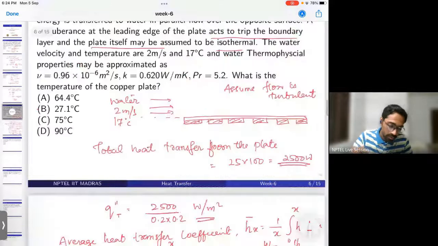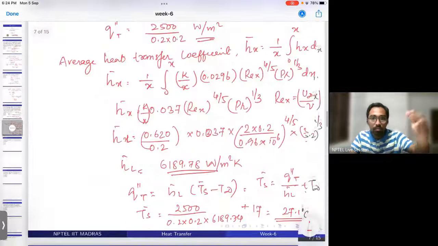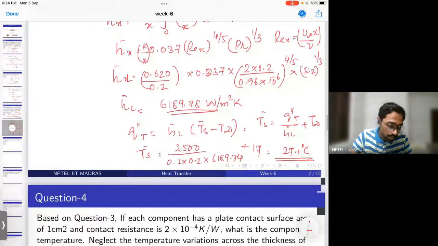So please check if there is any calculation mistake or not. But the way of doing this problem is correct. Mostly there won't be any calculation mistake, but if you find any calculation mistake, you can intimate me in the next class. Okay.